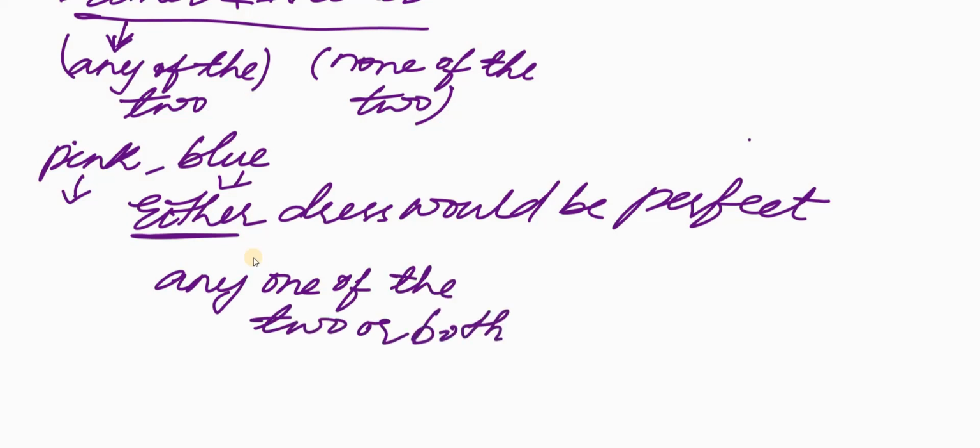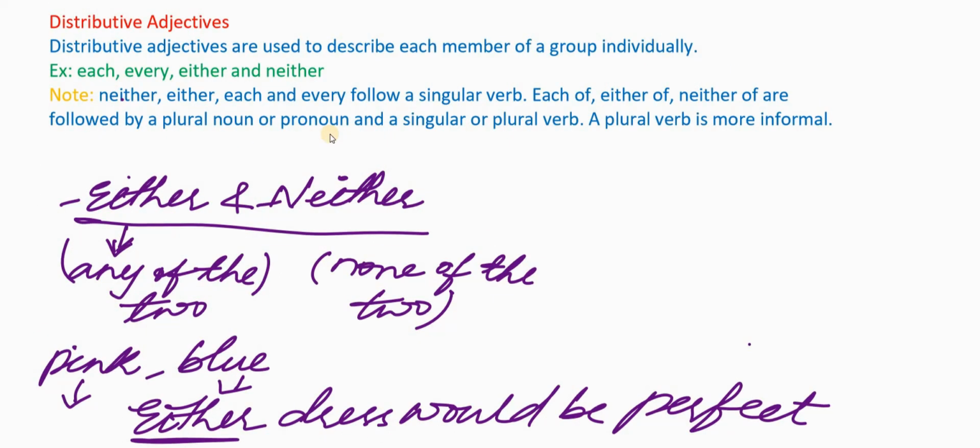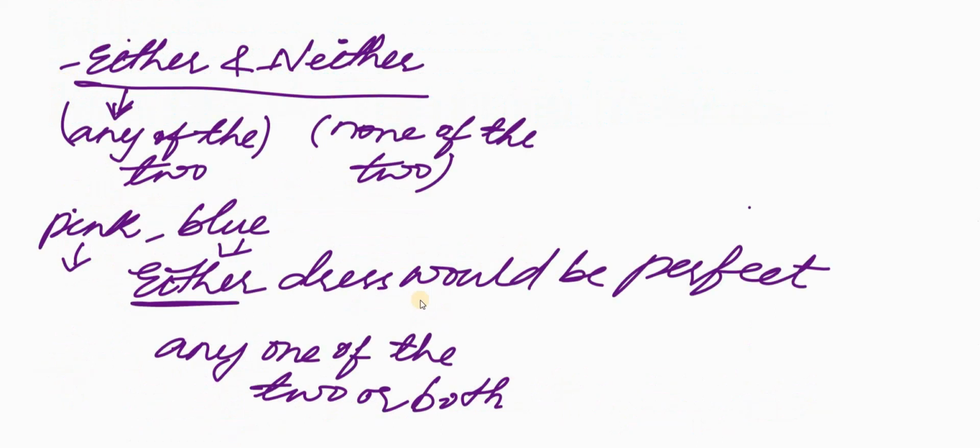Neither is the opposite of either. Neither means not either or none of the two options. If she says neither dress would be perfect, which means what? Pink is not perfect and blue is also not perfect. None of the two options, neither pink nor blue. Hence, neither is also used with two things, but it is the opposite of either.